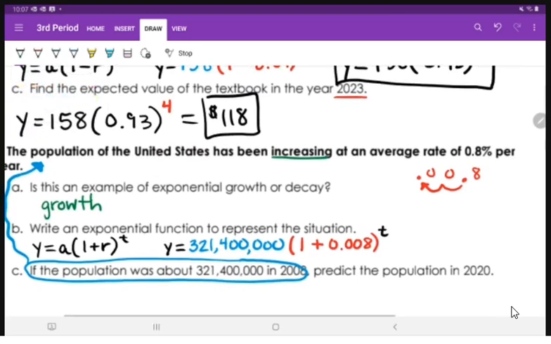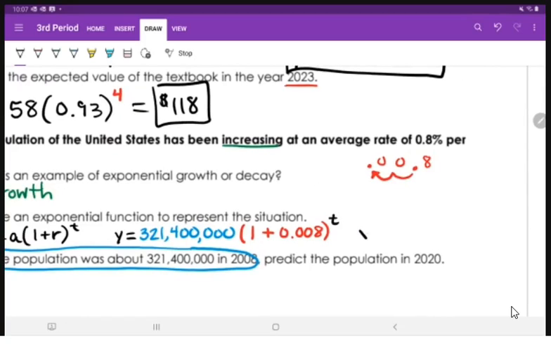All right, really quickly, let's actually simplify what's in those parentheses because we can, and maybe a multiple choice question might require us to do that, so we're just practicing. That'll give us 1.008 in the parentheses.